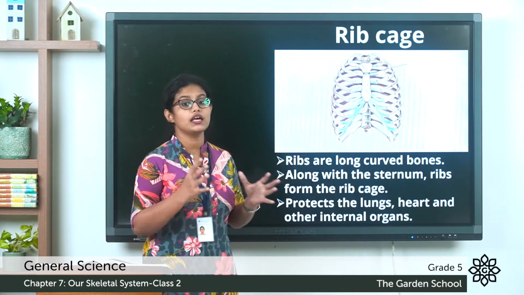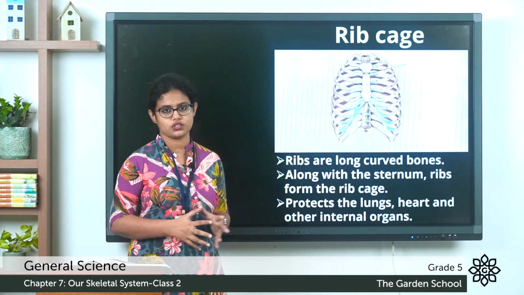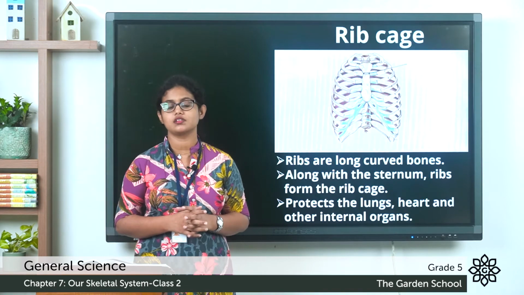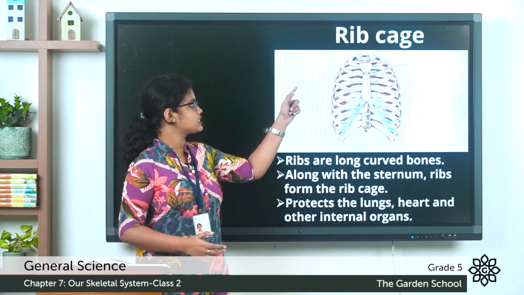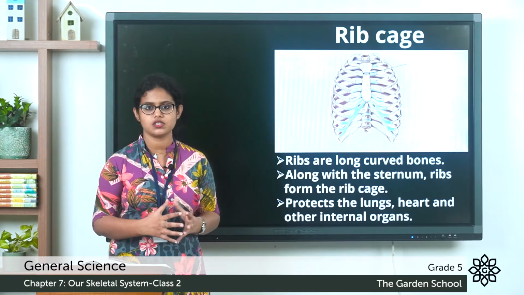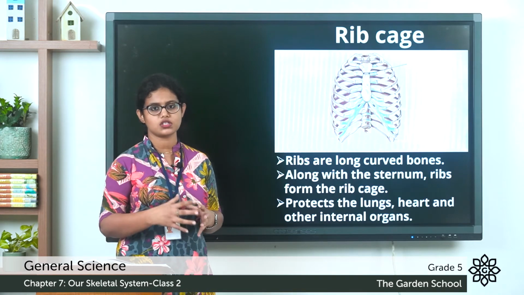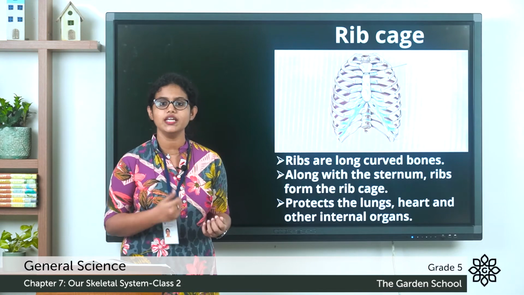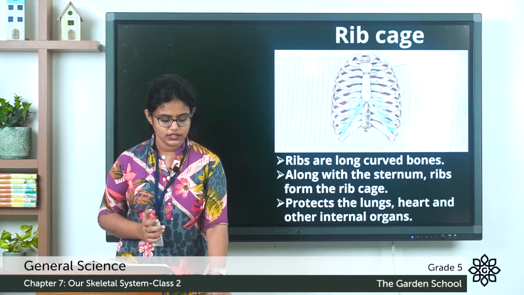This is the rib cage, and it is located in the chest region. The rib cage protects our internal organs like the heart, lungs, etc. These curved bones, our ribs, are flexible. That is why we are able to move our chest when we breathe. So that is about the rib cage.